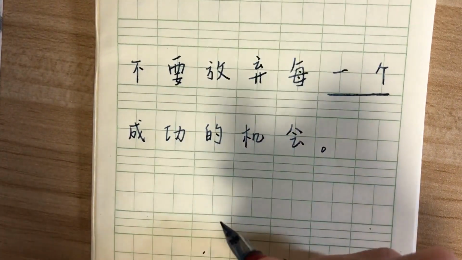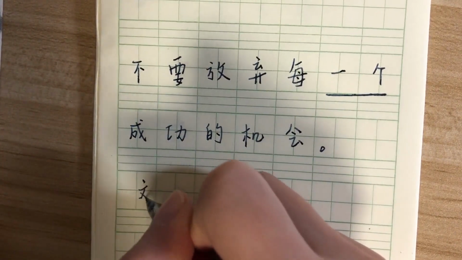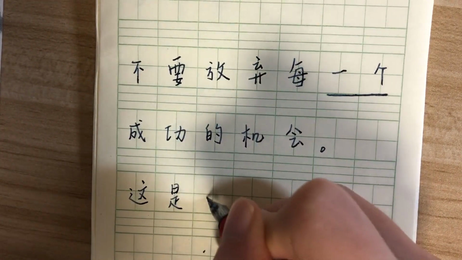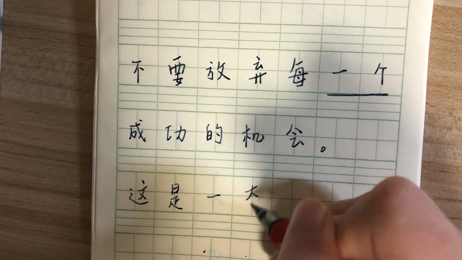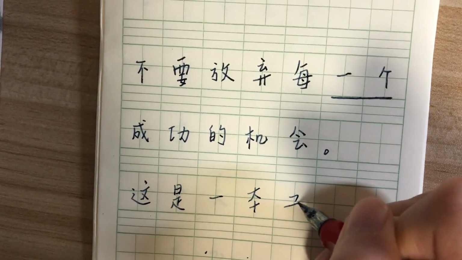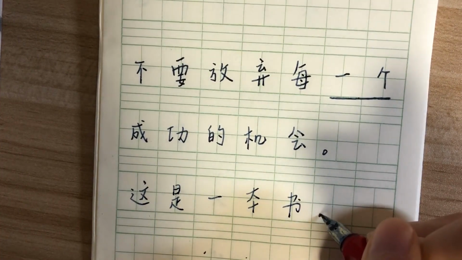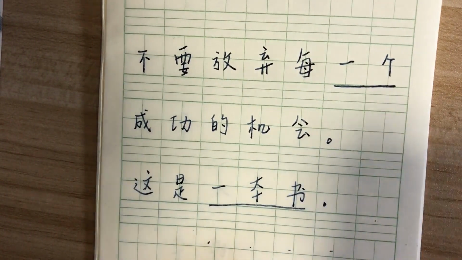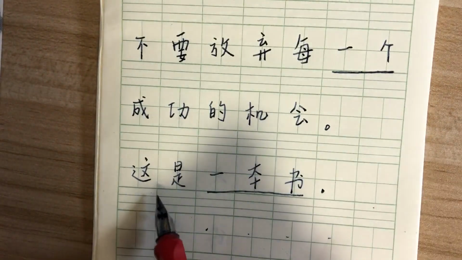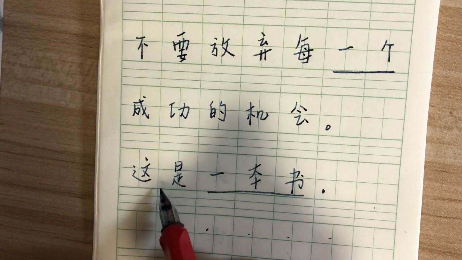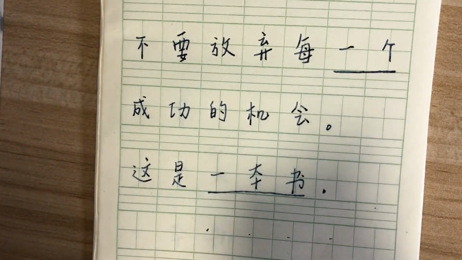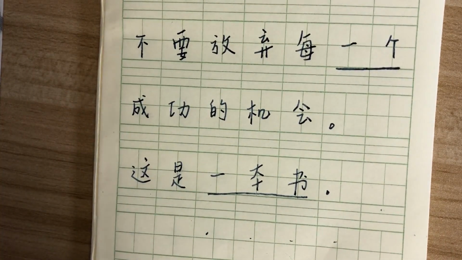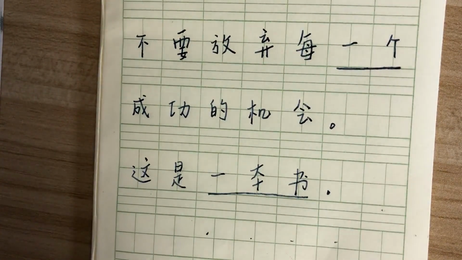And the next one, 这是一本书。This 一本书 is the phrase we just learned before. This is a book. 这是一本书。Okay, those are the characters, phrases, and sentences we learned in this lesson.